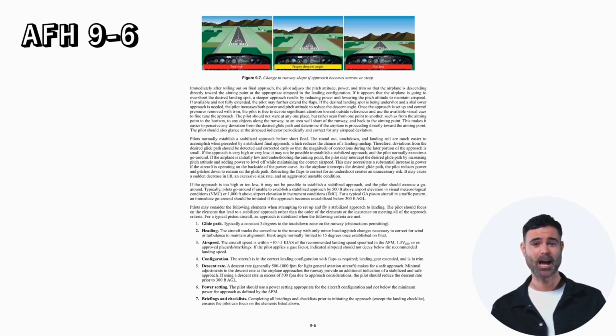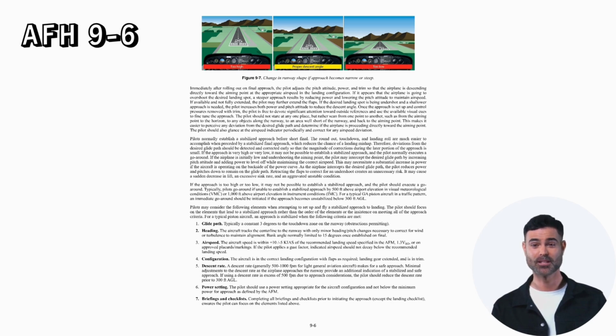1. Glide path. Typically a constant 3 degrees to the touchdown zone on the runway, obstructions permitting. 2. Heading. The aircraft tracks the centerline to the runway with only minor heading changes necessary to correct for wind or turbulence to maintain alignment. Bank angle normally limited to 15 degrees once established on final.